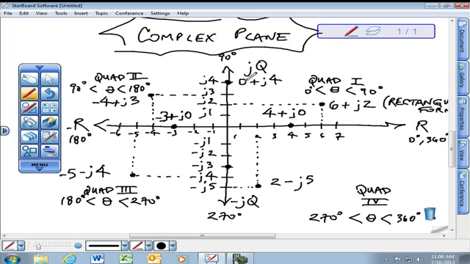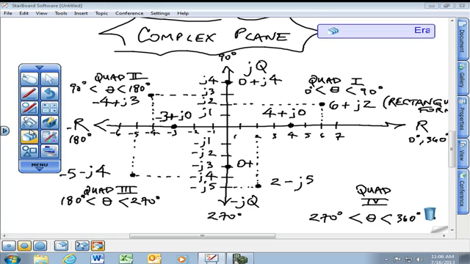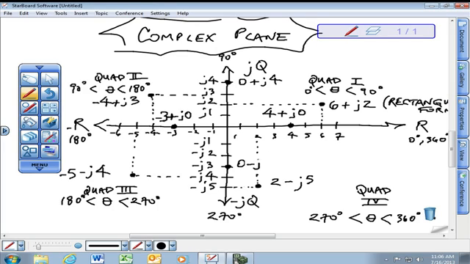You don't have even a tiny fraction of a real portion that's pulling this in either direction, right? It's right there straight up on your imaginary axis, and it happens to be positive. Versus if you wrote the rectangular form for this particular number, you would have 0 minus J3, or of course you could also do 0 plus a negative J3. That's fine as well.